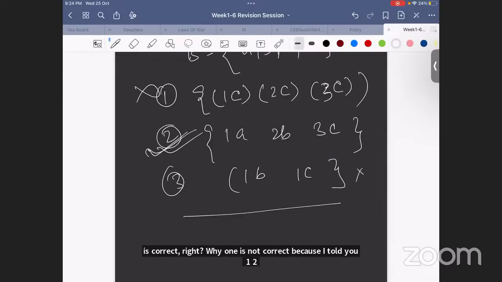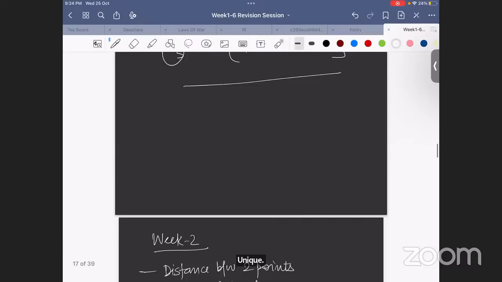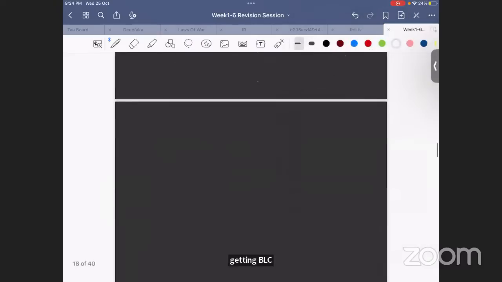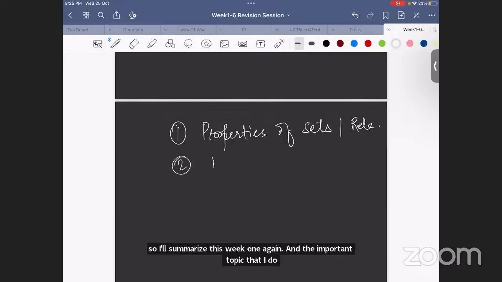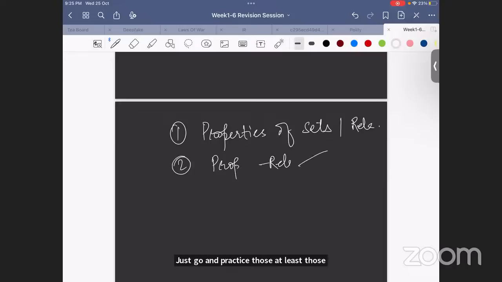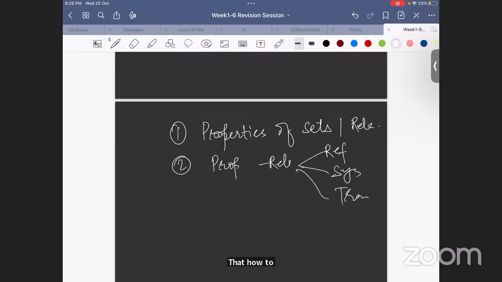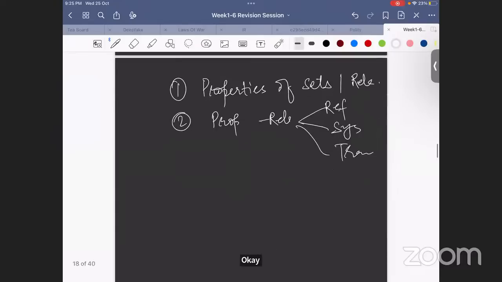So I will summarize week 1 again, and the important topics that I told you. You just go and practice those, at least those concepts. First, the properties of sets and function relation. The second thing I told you, properties of relation, that is reflexive, symmetric, and transitive. These are the most important that you should go and practice now itself, with whatever time you have, 2-3 days.